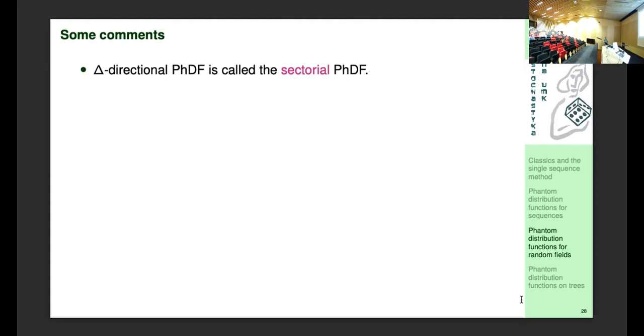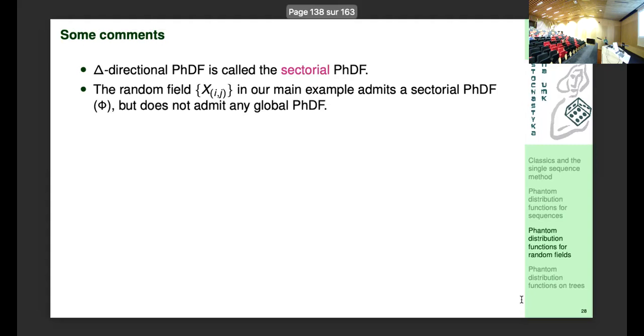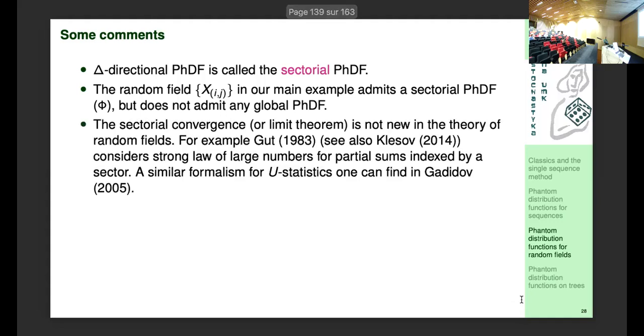Some comments, such as the phantom distribution function is equal along the diagonal. Of course, in 2 dimensions, it's clearly the diagonal. In 3 dimensions, it's okay. We understand what that is and so on. The delta directional phantom distribution function is called sectorial, and our example says that our random field admits a sectorial phantom distribution function, but does not admit any global phantom distribution function.